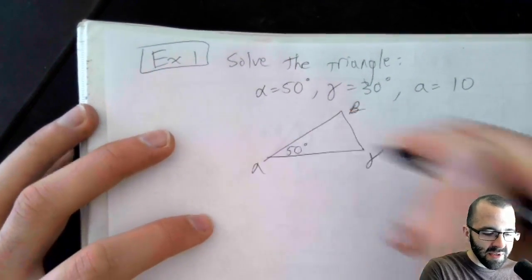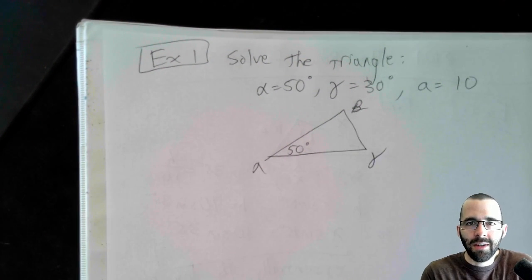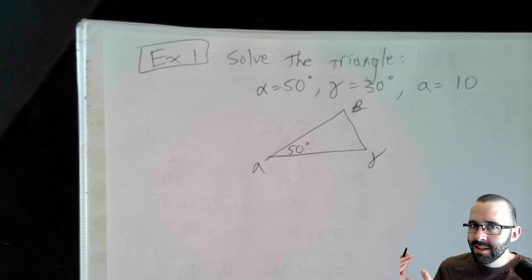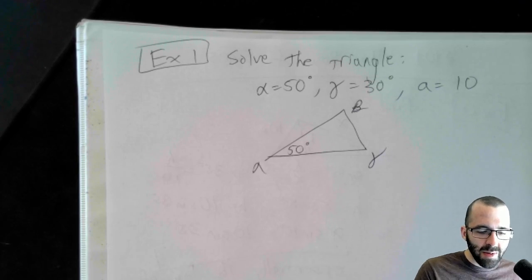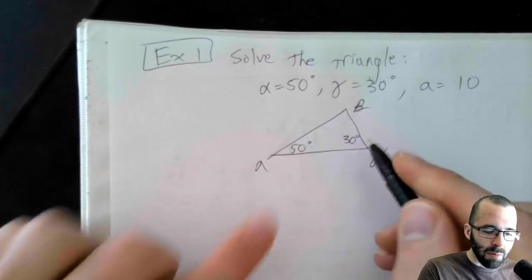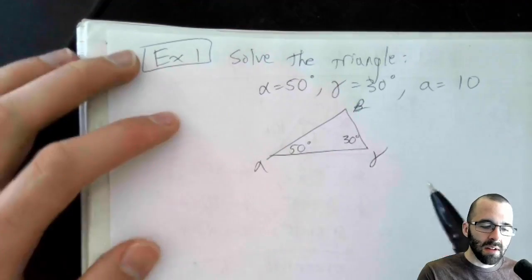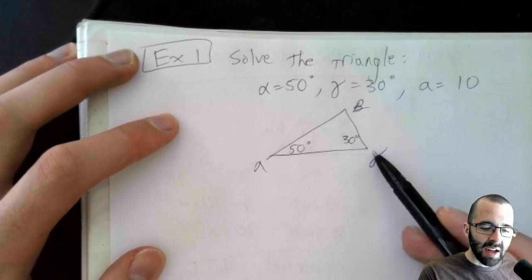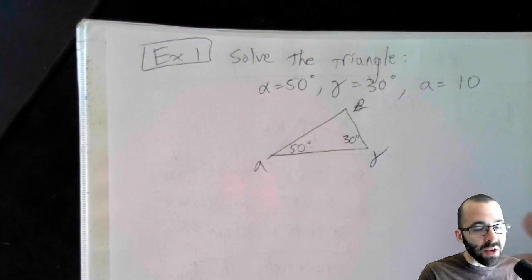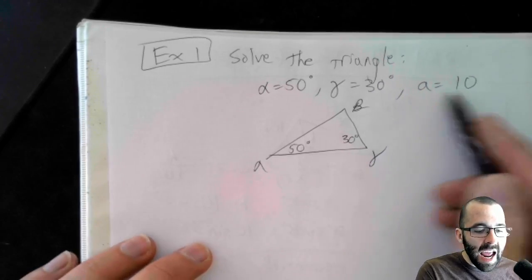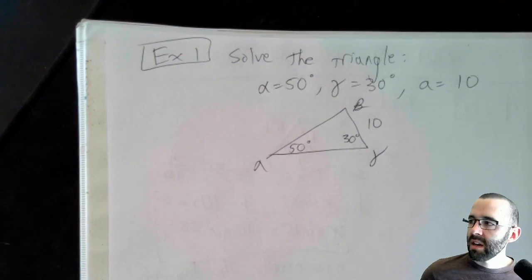Alpha is 50 degrees. This doesn't look like a 50-degree angle, but it doesn't matter, because you can't draw an accurate triangle unless you know what everything is. And if you know what everything is, why do you have to draw a triangle in the first place? So your triangles aren't going to be pretty. The important thing is that you can put things in the right spot. Alpha is 50 degrees. Gamma is 30 degrees. And I usually go clockwise, alpha, beta, gamma, but you don't even have to do that. You can literally choose any angle for alpha, beta, or gamma, as long as you're consistent that A is always the side that's opposite alpha. So the 10 has to go here.